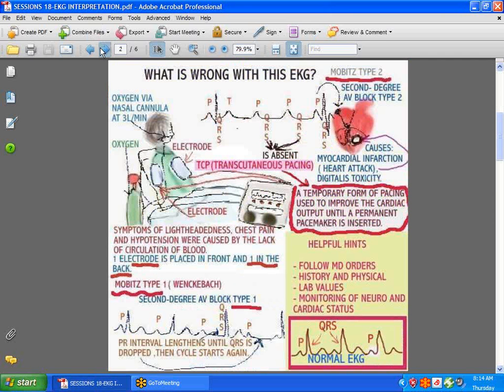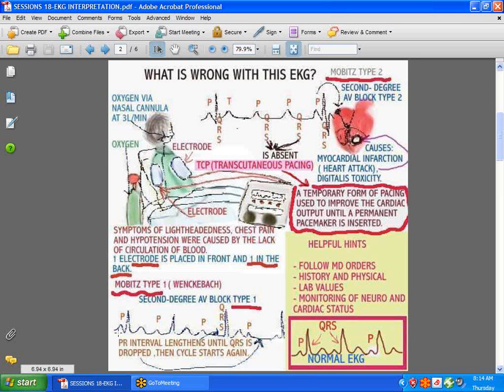Now we're going to talk about heart blocks. There are two types of second-degree heart blocks: type 1 and type 2. Type 1 is often called Wenckebach or Mobitz 1. First, let's take a look at what's normal so we can see what's abnormal. Here we have a patient with a P wave, QRS, and T, which is considered normal.